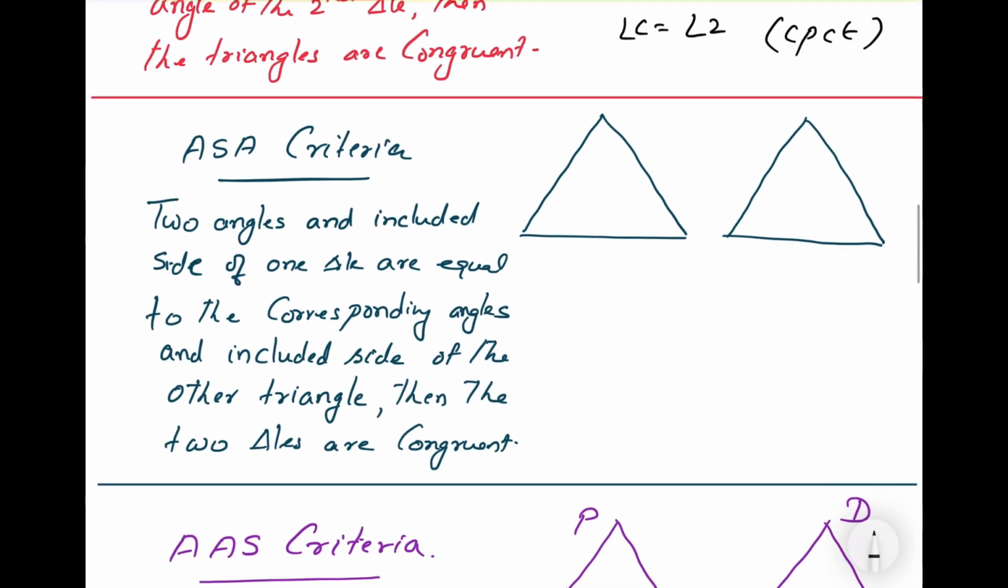Similarly, now we have ASA criteria. Here, as the name suggests, the side is in between the two angles. So suppose ABC and PQR. Now we have two angles. Suppose we have angle A equal to P, then angle B equal to Q, and the side should be in between the two angles, that is AB is equal to PQ.